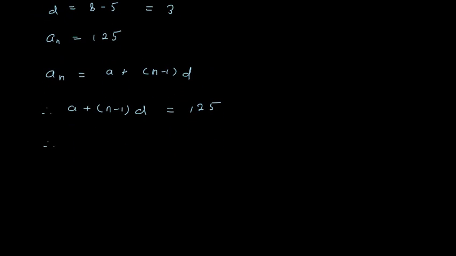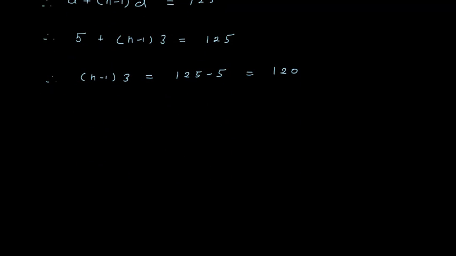The value of A is 5 plus N minus 1, the value of D is 3, is equal to 125. So N minus 1 into 3 is equal to 125 minus 5, which is 120. So N minus 1 is equal to 120 divided by 3, which is 40, as 3 fours are 12. So the value of N is 40 plus 1, which is 41.